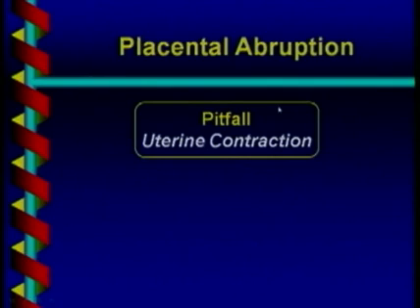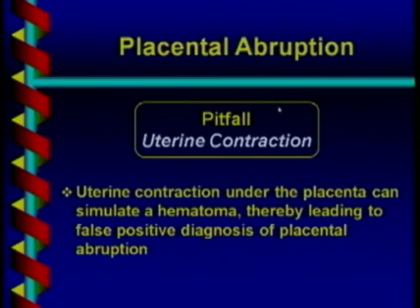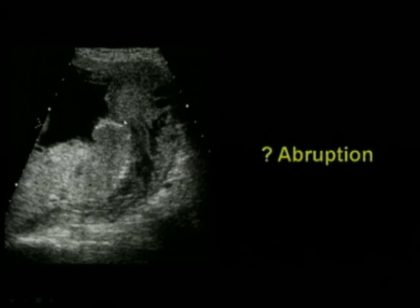Another pitfall in diagnosis of abruption are uterine contractions. Uterine contraction under the placenta can simulate a hematoma, thereby leading to the false positive diagnosis of placental abruption. So let's look at this image. When you first look at it, you'd say, ooh, I think there's a placental abruption. The edge of the placenta here looks like it's lifted off the wall. And this, at first sight, you might say that's a hematoma, so the patient has an abruption.